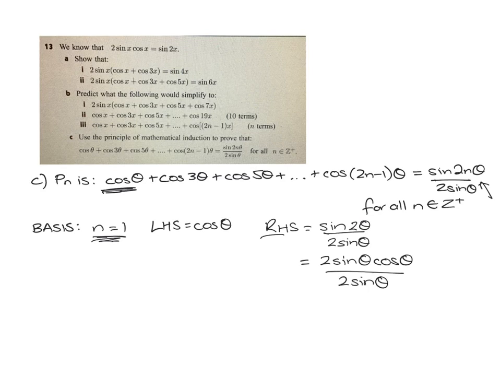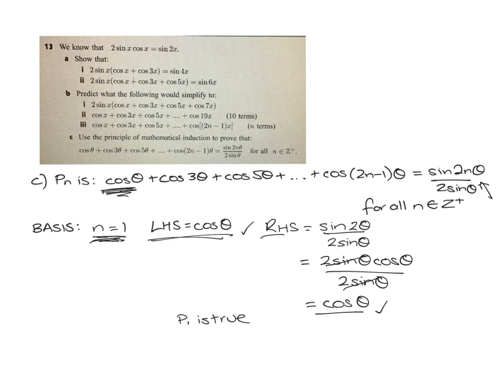Why are we making anything equal to 1? No, we need it to equal the left-hand side, so cos theta. Isn't that the first term, cos theta? Yes, that's why when n is equal to 1, we're saying the left-hand side is equal to cos theta. We're not saying cos theta is equal to 1, it's term 1. So then we can say that P1 is true.